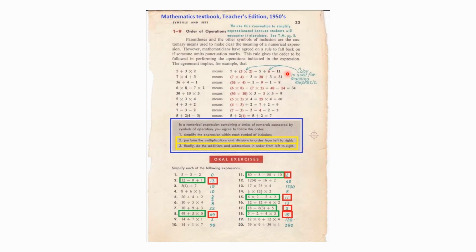And why is that? Here it is, explained right here. In a numerical expression containing a series of numerals connected by symbols of operation, you agree to follow this order. Number 1, simplify the expression within each symbol of inclusion. And when they talk about symbols of inclusion, they're talking about parentheses or brackets. Now, if you don't have those, number 2, perform the multiplication and division in order from left to right. Finally, do the addition and subtraction in order from left to right. So there you go. This is from the 1950s. It goes back beyond that too.